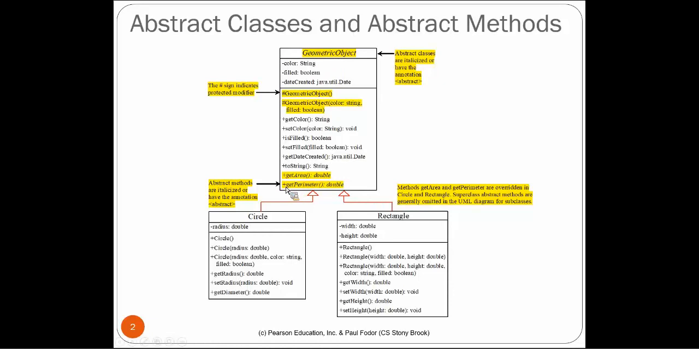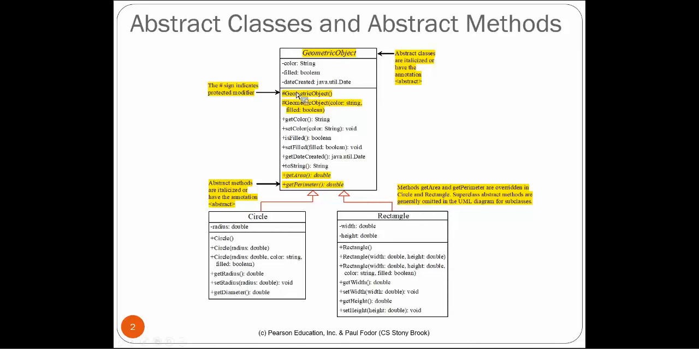So the only goal for these methods is to actually set constraints for all the subclasses that are not abstract to implement these methods. So the abstract methods have a signature, like in this case, getArea returns a double and getPerimeter returns a double. But these values cannot actually be computed at the level of GeometricObject because we have no sizes or no shapes, in fact. So they will be implemented by all of the subclasses. In our case, Circle, Rectangle, and other subclasses like Triangle and so on.